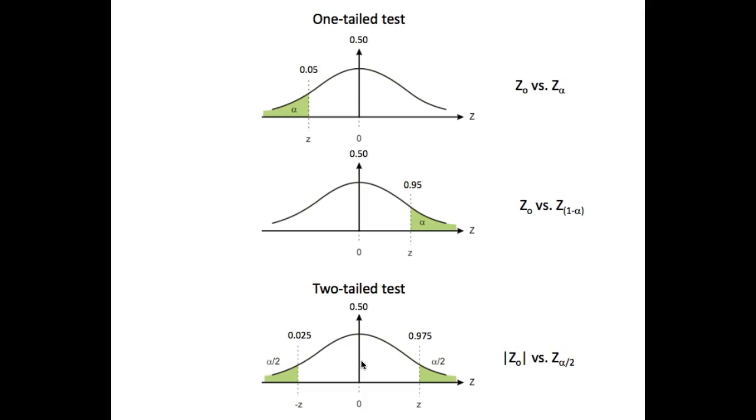Now that we've got that down, let's take a look at the area under the curve represented by alpha. Here, 5% of our area is shaded green right here, and that's because alpha is set to 0.05. It's 5% of the total area under the curve, which is 100% or 1. Similarly, if we've got a right tail, 5% is this green area, and the other 95% is over here.